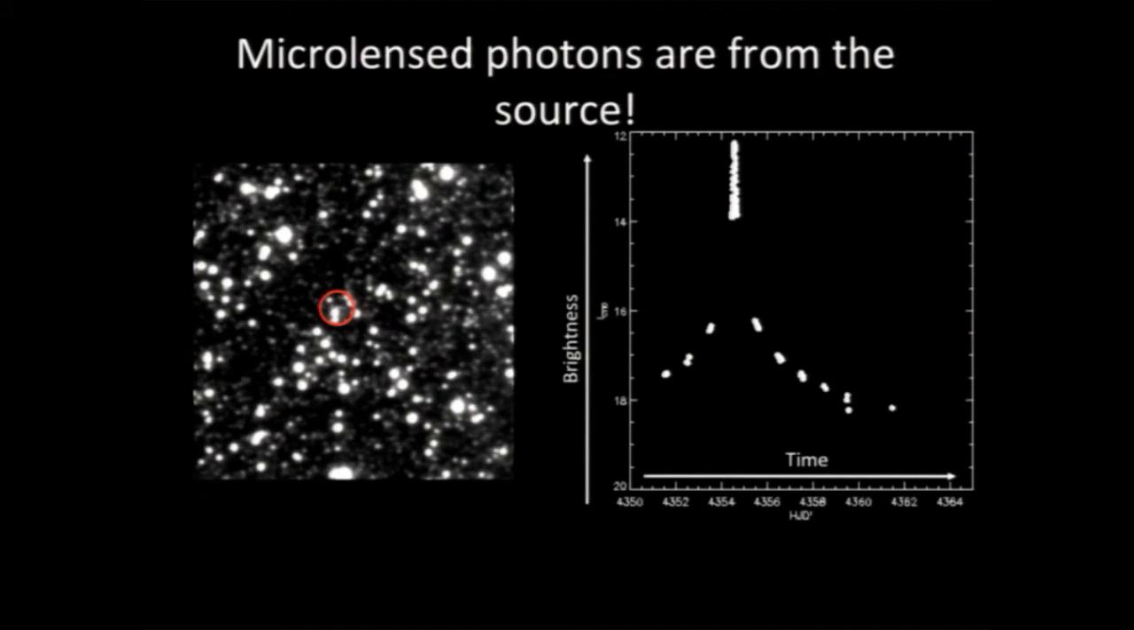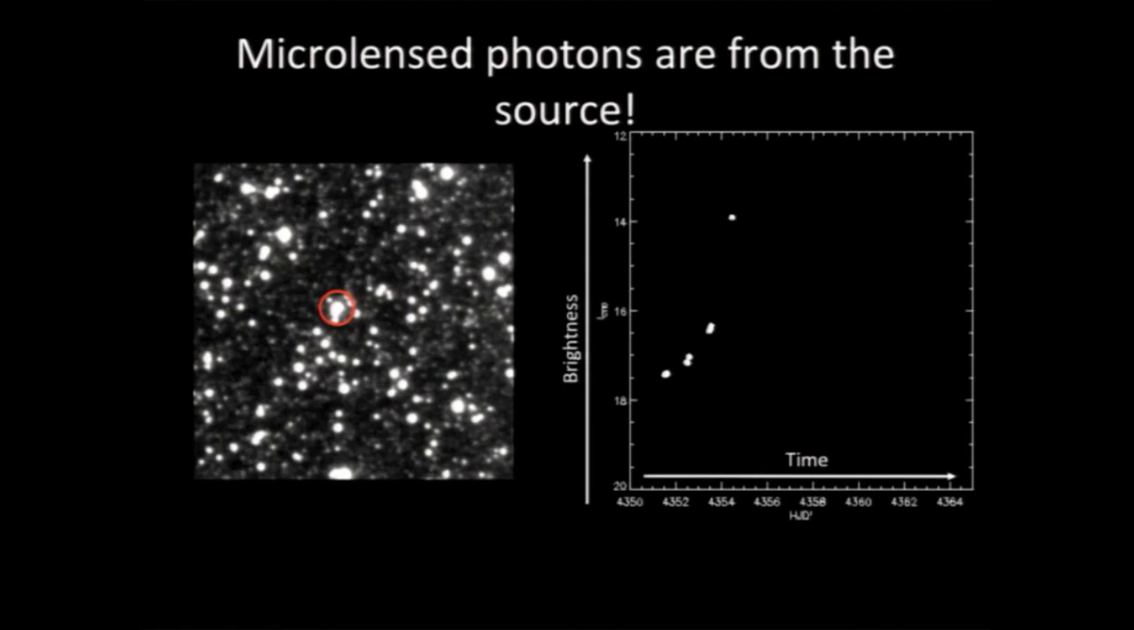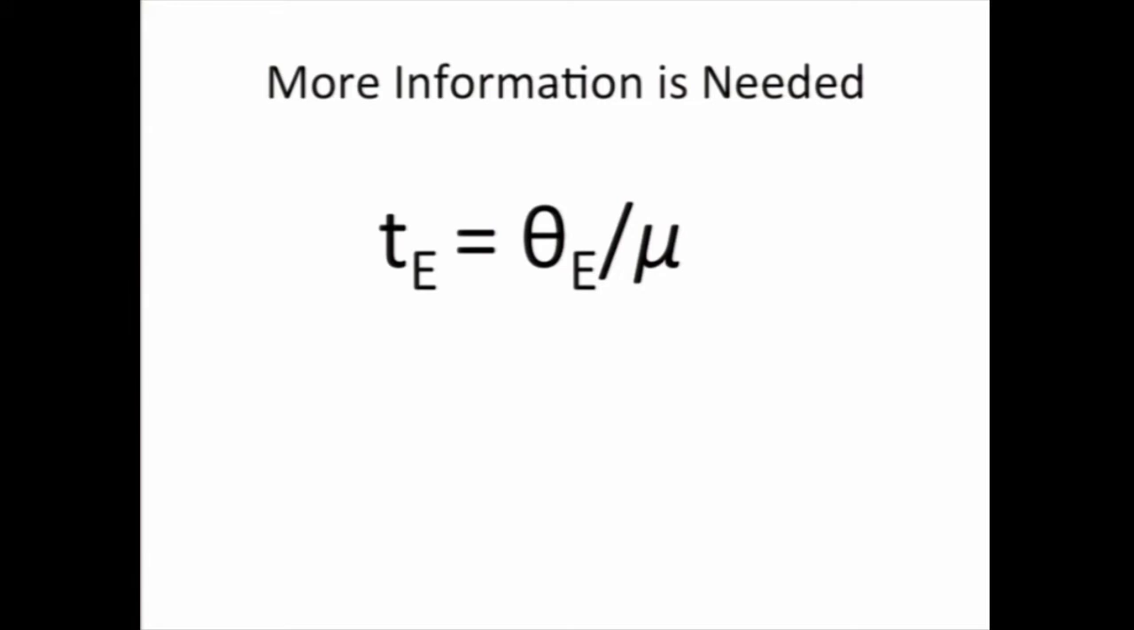But the problem is that those photons, the magnified photons, are all from the source star, which tells you nothing about your planetary system, except that the shape of that light curve tells you about your lens. And so the information you get about your lens from the light curve itself is primarily in the form of the Einstein timescale, tE, which we know is equal to the size of the Einstein ring divided by the relative motion, the velocity. It's just radius divided by velocity.